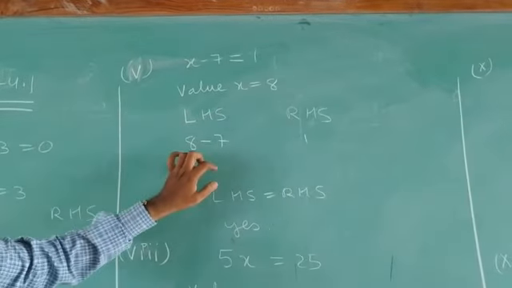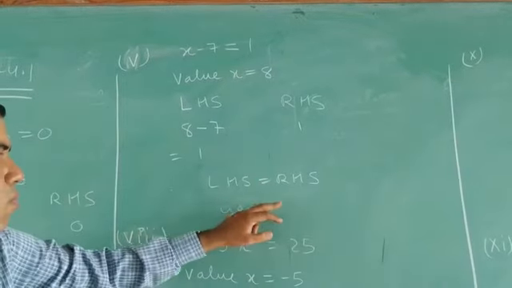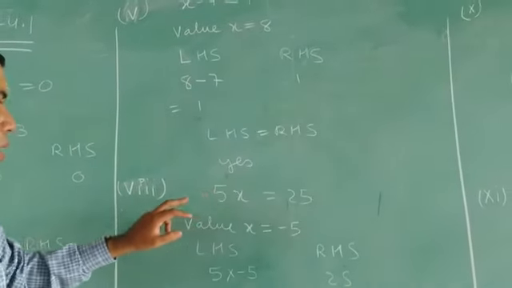So 8 minus 7 equal to 1, and 1 and 1 are equal. So LHS equal to RHS. Yes, so it is a solution.